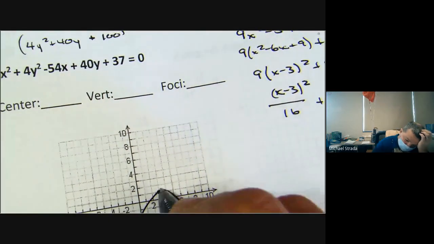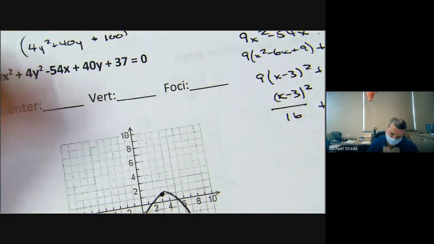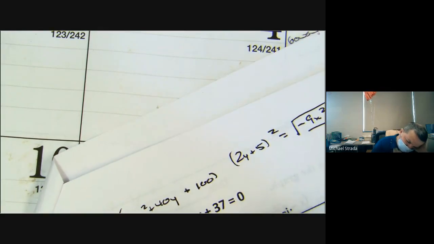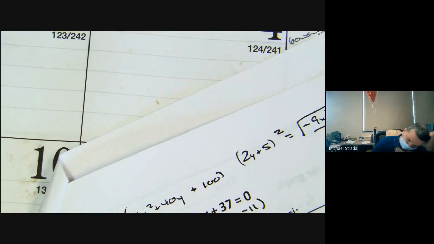If there's a 1 here, there's a 1 down there. Never mind, it's fine. Did you get a center of 3, negative 5? Yeah. All right. Did you get vertices of 3, 1 and 3, negative 11? Okay, so we got that covered. We're good? Because that covers the completing the square part.